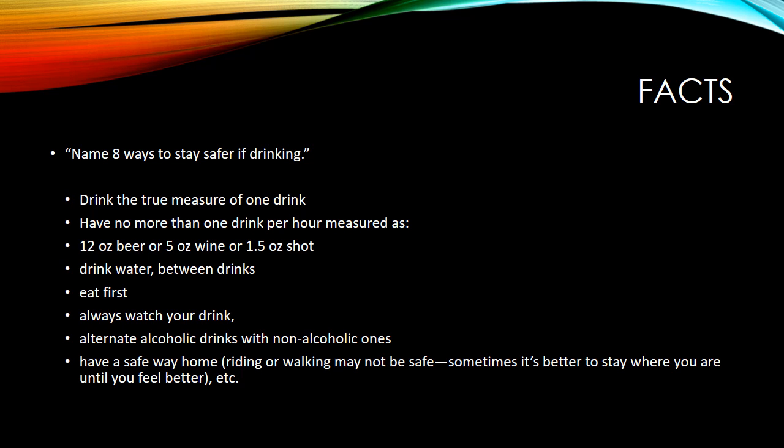Facts. Name 8 ways to stay safer if drinking. Know the true measure of 1 drink. Have no more than 1 drink per hour, measured as a 12-ounce beer or a 5-ounce wine or a 1.5-ounce shot. Drink water between drinks. Eat first. Always watch your drink. Alternate alcoholic drinks with non-alcoholic ones. Have a safe way home. Riding or walking may not be safe. Sometimes it's better to stay where you are until you feel better, etc.